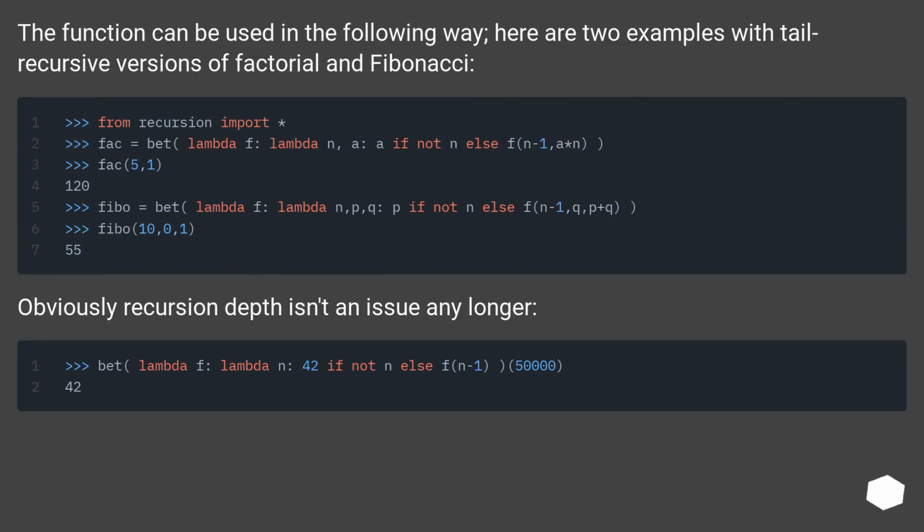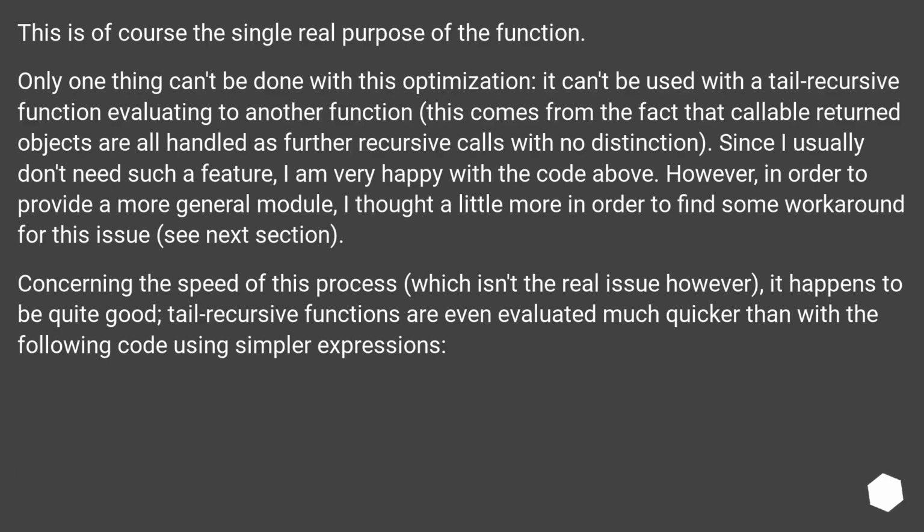Here are 2 examples with tail recursive versions of factorial and Fibonacci. Obviously, recursion depth isn't an issue any longer. This is of course the single real purpose of the function.